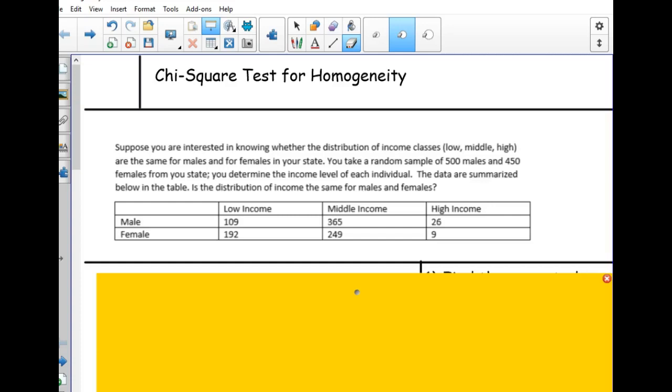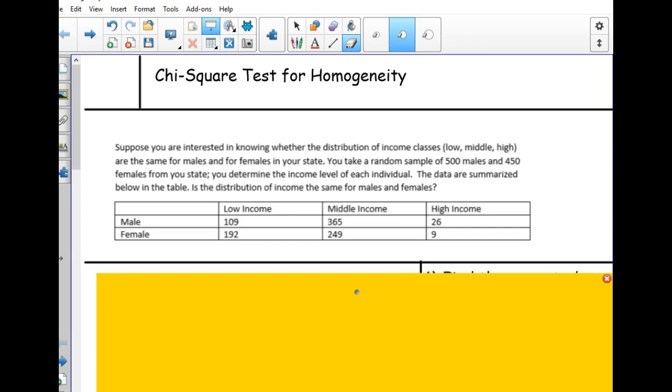Okay, so the first thing we want to do for this problem that we have about male and female, low income, middle income, and high income, I want to talk about this Chi-Square test for homogeneity. And homo is a Latin prefix. And that Latin prefix means what? Does anyone know? Yeah, it means the same.